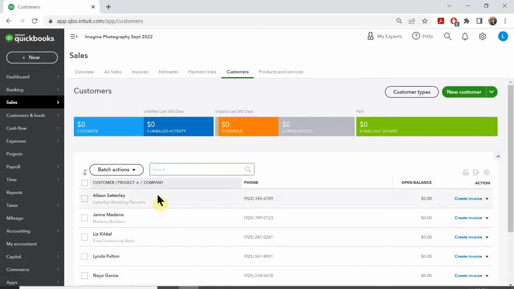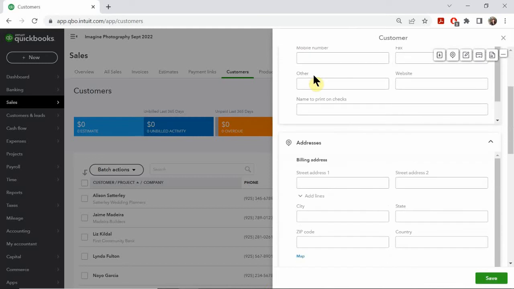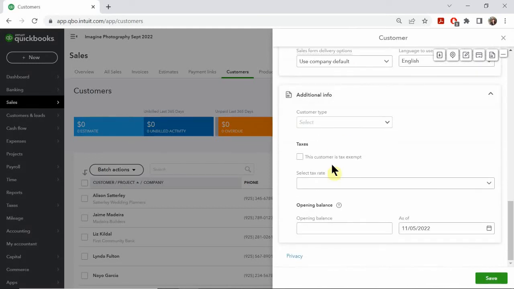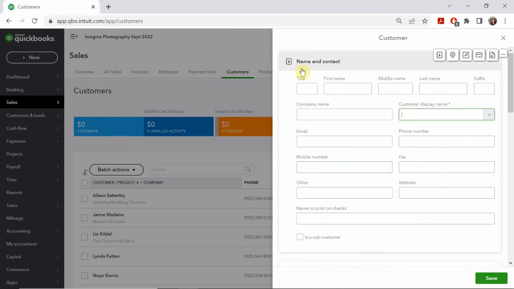Once again, I'm going to add a customer. Now again, the customers list is also going to be broken into six categories. The first one is always going to be your contact information and the display name. Now remember, display name is so important. Now notice this. Why is there also a company name?